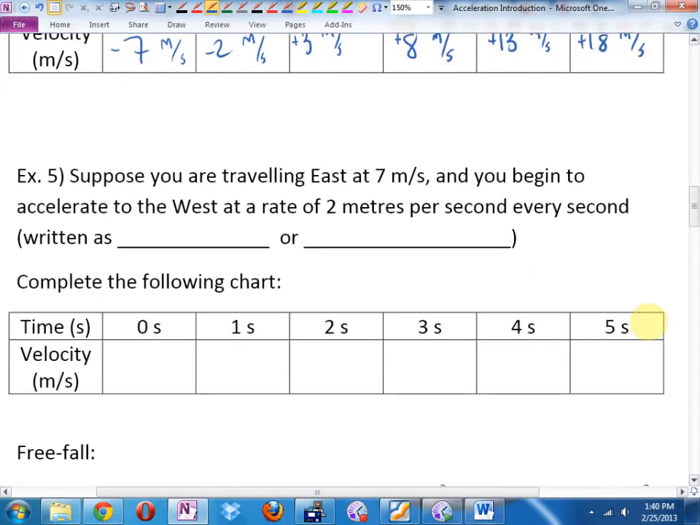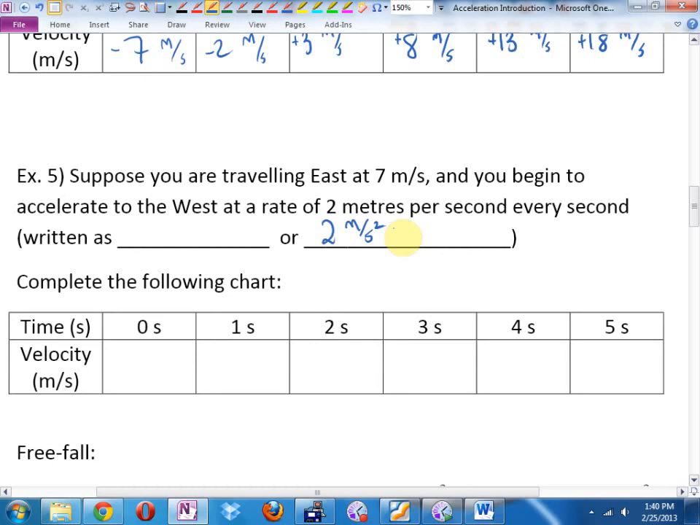Okay. Let's start out traveling east at 7 meters per second. And let's accelerate west at a rate of 2 meters per second every second, written as 2 meters per second squared. By the way, when your acceleration is in the opposite direction of your initial velocity, we say you're decelerating. Slowing down, if I don't use the physics term.